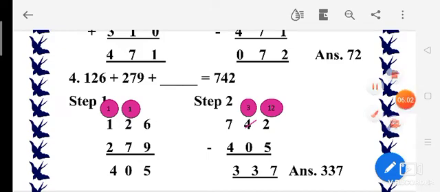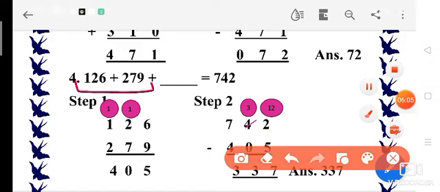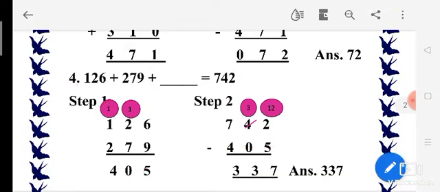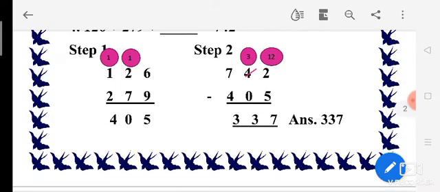See, now fourth one we are taking here. Step 1, we have to add these two. 6 plus 9 is 15. 2 plus 7, 9 plus 1, 10, 0, 1 carry over, and here 2 plus 1, 3 plus 1, 4, so 405, and the total was 742. So take here and you have to subtract 405. So 12 minus 5 is 7, 3 minus 0 is 3, and here left with 7 only, so 7 minus 4 is 3, so 337.